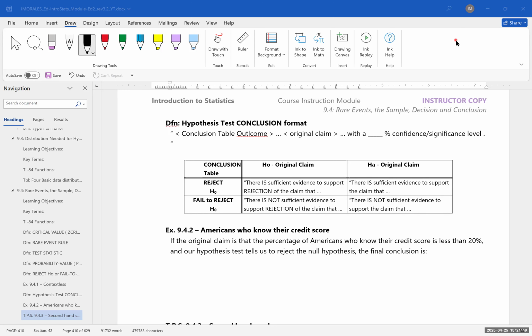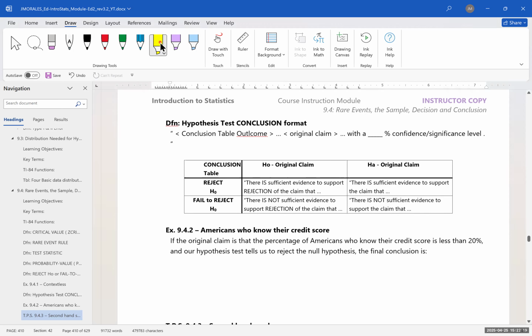All right, here we are in the home stretch. Earlier I gave this conclusion table. Across the top, the null hypothesis was the original claim, or the alternate hypothesis was the original claim, and on the left-hand side we had two rows: reject the null and fail to reject.